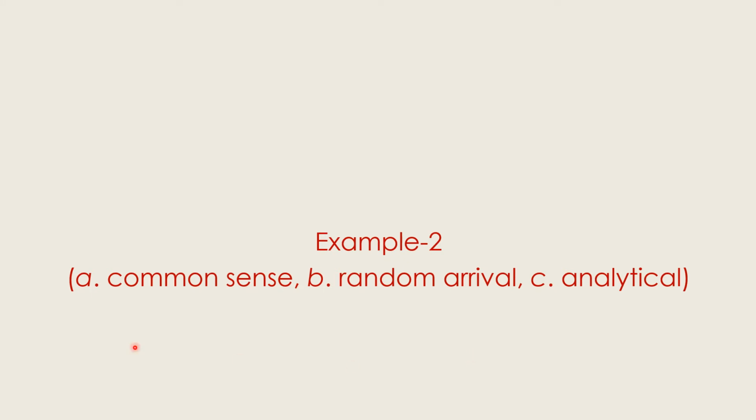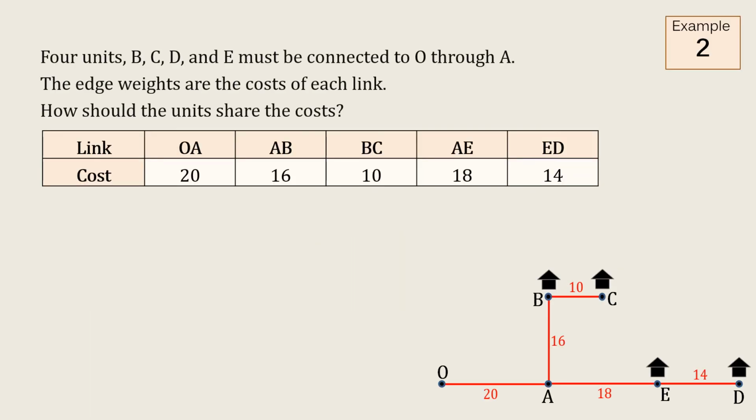Example 2. We will compute the fair values using the common sense interpretation first in A, and then in B using the Shapley value random arrival interpretation, and then in C using the analytical expression for the Shapley value. So here is the problem.